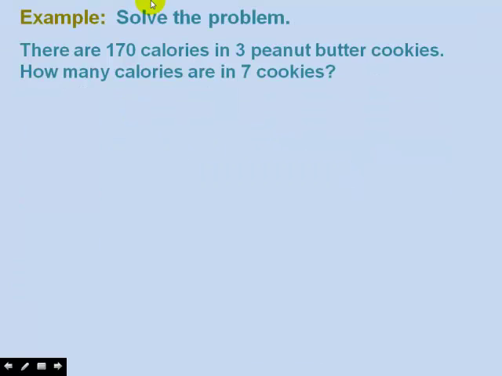Now let's look at another problem. In this one, we know that there are 170 calories in 3 peanut butter cookies, and we want to know how many calories there would be in 7 cookies. So again, we're going to set this up as a proportion.